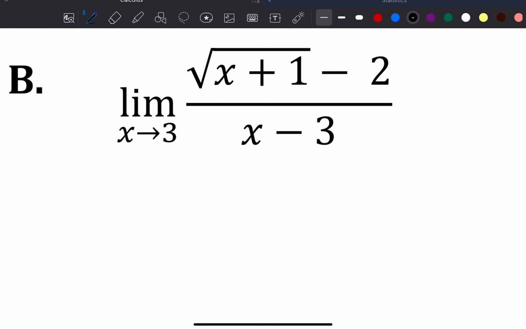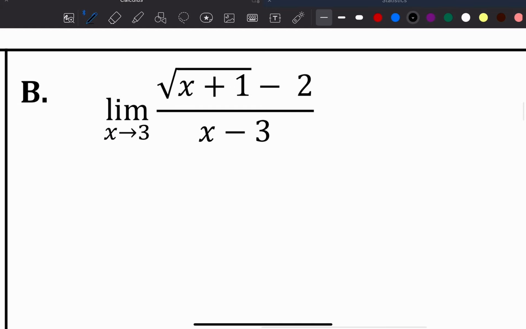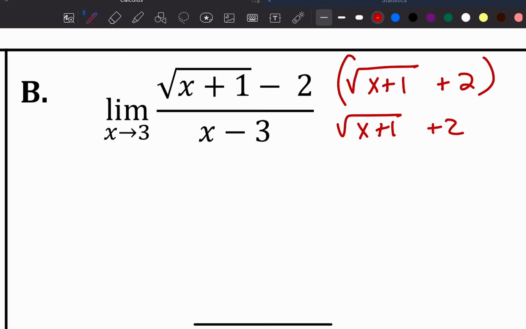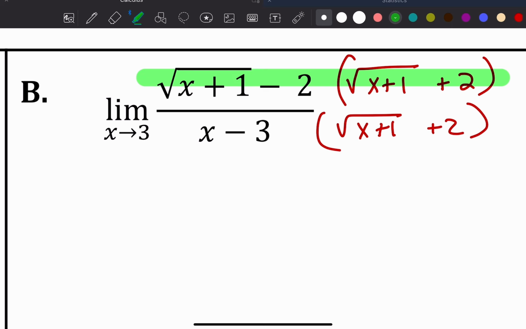Part B is another conjugate example. So my conjugate is going to be square root of x plus 1 plus 2, and I'm going to multiply the top and bottom by that. Okay. Remember, I'm only focusing on foiling the part that has the radical, so in this case it's the numerator, because if I start to foil the denominator, I might miss out on something that I can cancel.